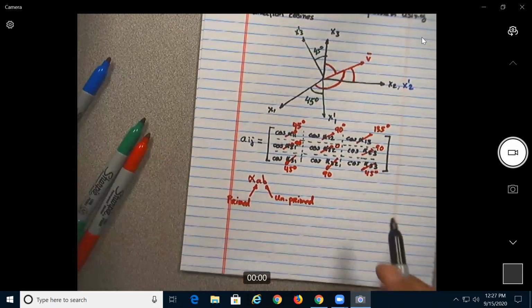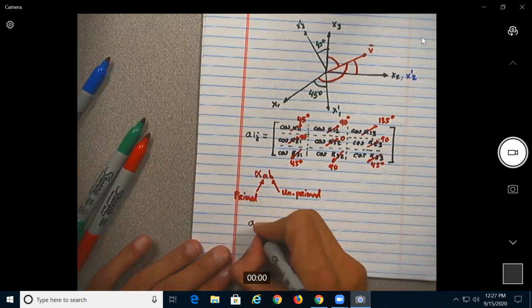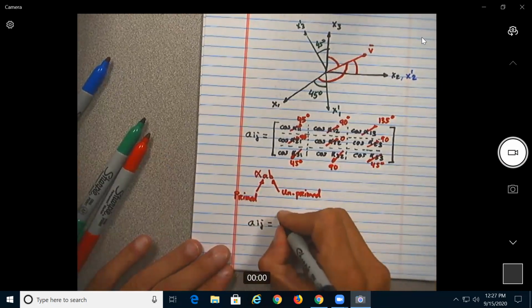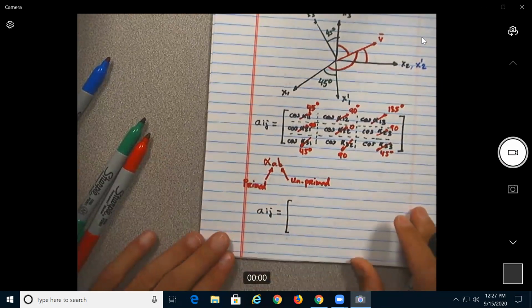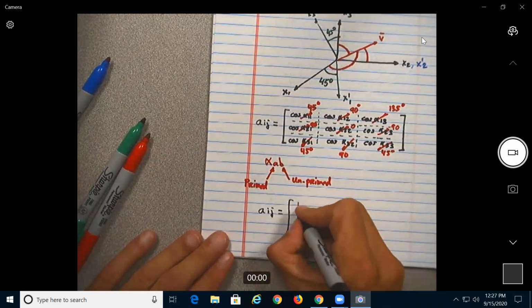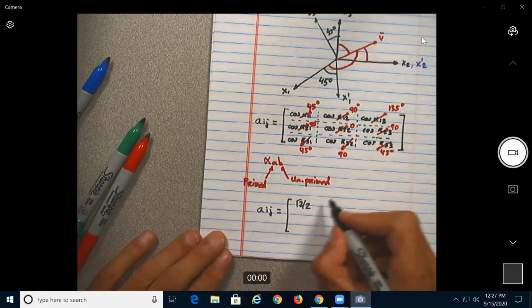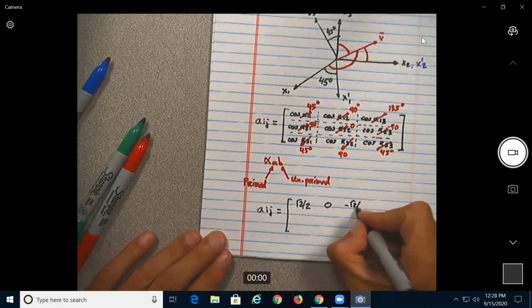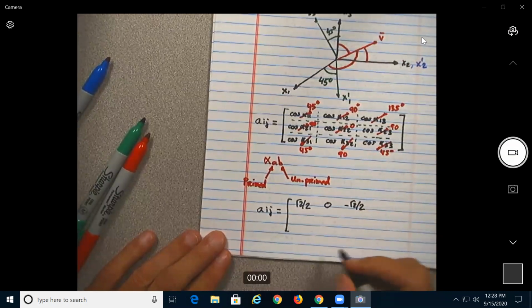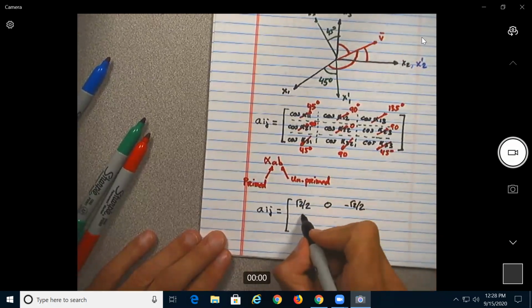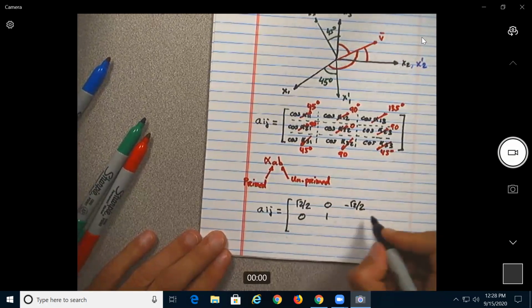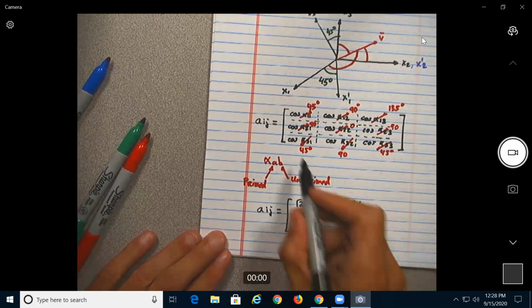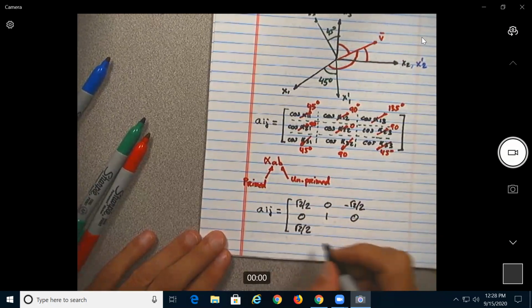So basically you get Aij. Okay, so cosine 45 is square root of 2 over 2. Cosine 90 is 0. Cosine 135, you go to the other side of the circle, so it's minus square root of 2 over 2. And similarly, we have here cosine 90 is 0. Cosine of 0 is 1. Cosine of 90 is 0. Cosine of 45 will be square root of 2 over 2. Cosine of 90 is 0. Cosine of 45 will be square root of 2 over 2.